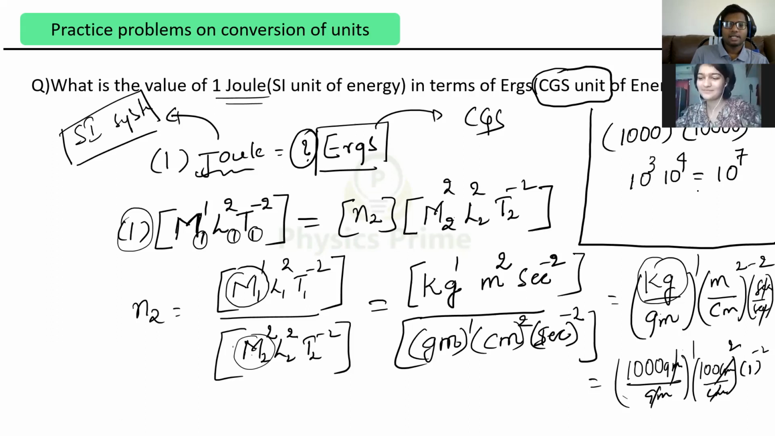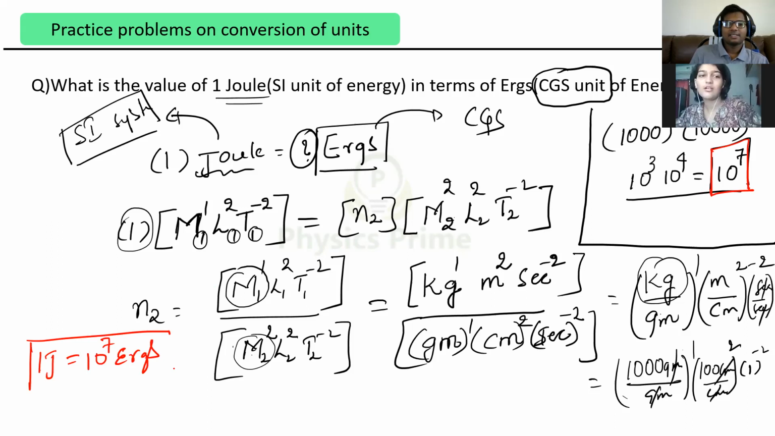That means we got N2 as 10 to the power 7. That means you can write it as 1 joule is equal to 10 power 7 ergs. Did you understand? You didn't know how to calculate ergs in terms of joule, but you could do it yourself, right? Easily. Did I use something new here? I just used dimensional analysis and equated.